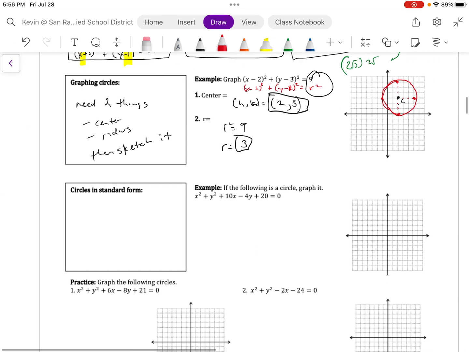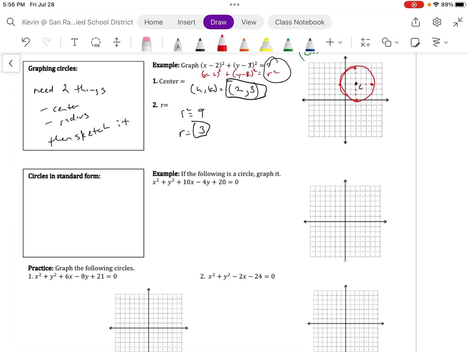Okay, the next part here, the circles in standard form, we're going to come back to it because this requires us to know how to complete the square, and a lot of you have forgotten, either didn't learn it or forgot it from Algebra 2. So it comes up a lot. We need to make sure we know how to complete the square. So stop this, and video number 3 will be next.